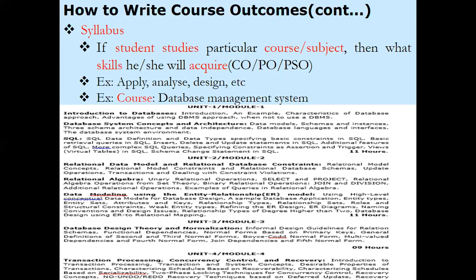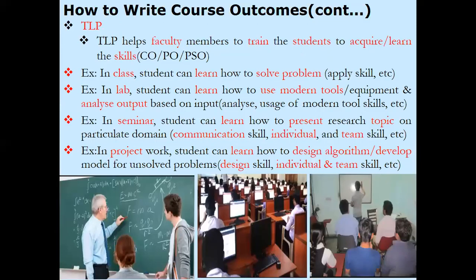And then another parameter is TLP, teaching learning process, which helps the faculty member to train the students to acquire the skills or learn the skill. I already told that skill may be apply skills, design skill, or investigation skill. This skill will be written in the form of the COs only. So as a faculty, your objective is to train the students, because TLP will play a major role. For example, in a classroom, students can learn how to solve the problem. It is nothing but apply skill.